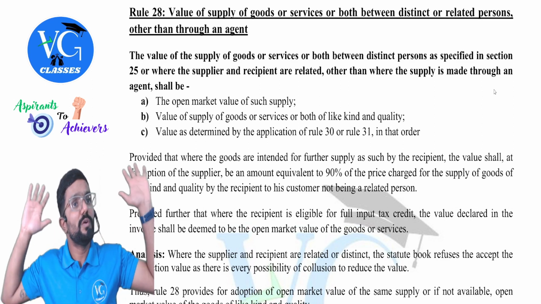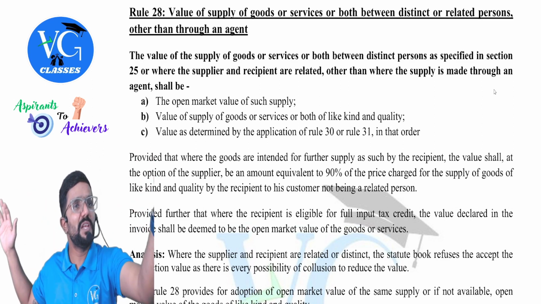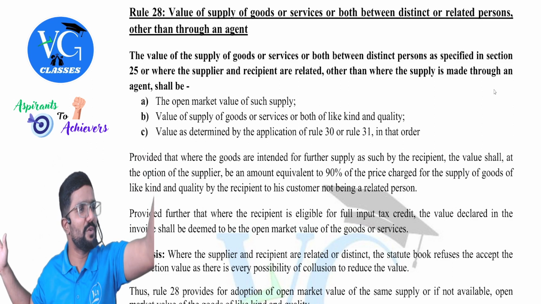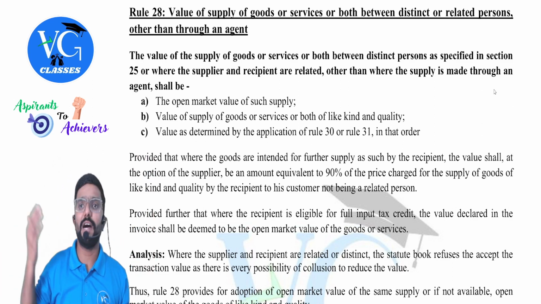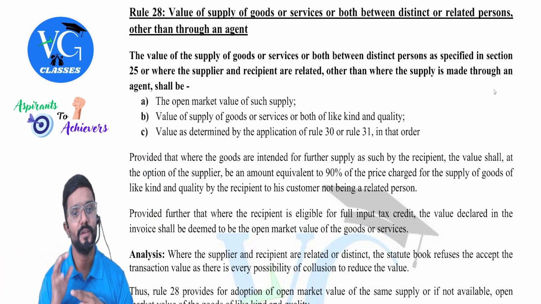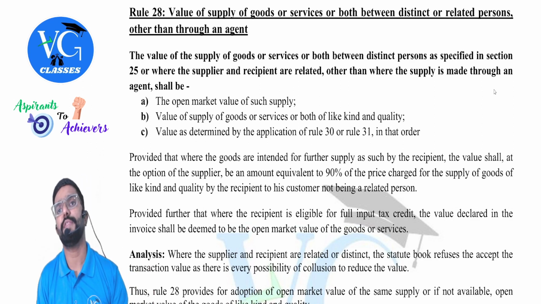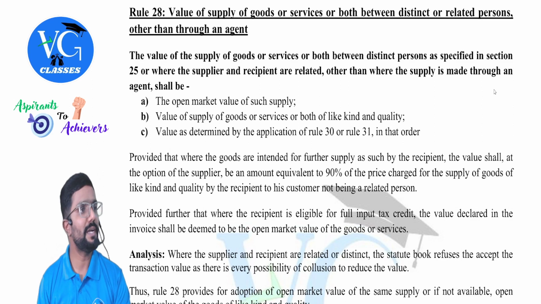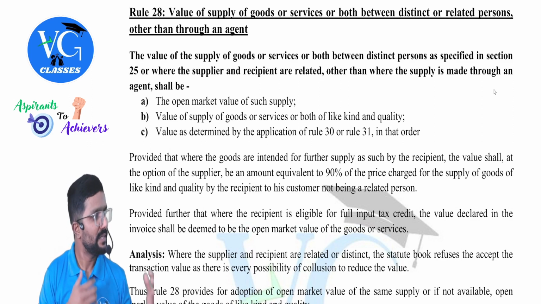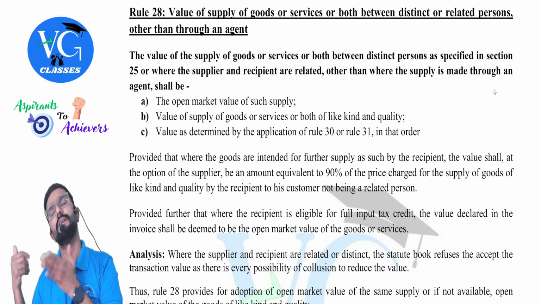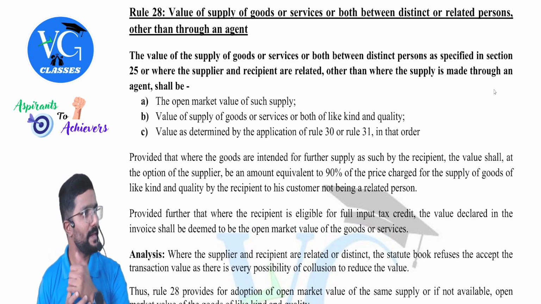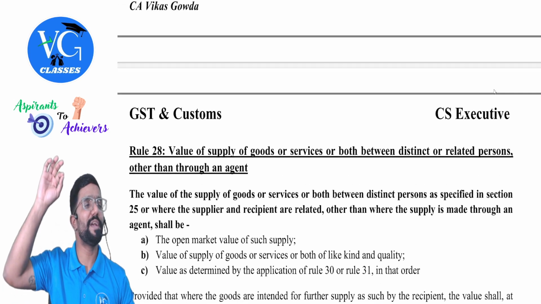Sir, what if there is no competition at all? I am selling a fully unique product where there is no competitor for me. Then the last case is C: value as determined by application of rule 30 or 31, in that order. Guys, in that order means first 30, and if that is not possible, we go to 31. Is that clear? Same as rule 27.